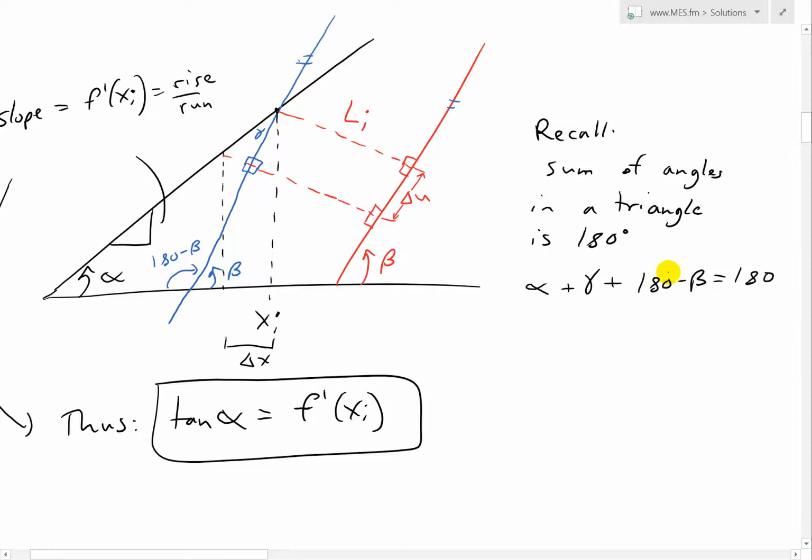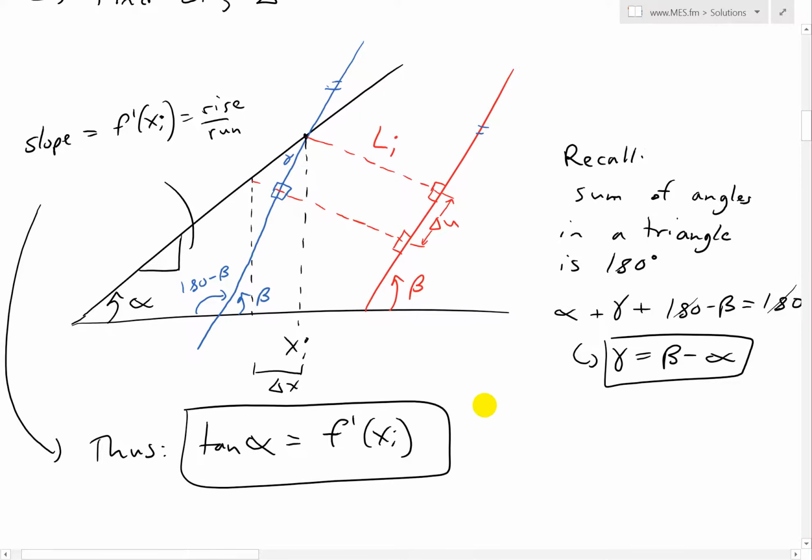There's 180 positive on both sides, so we can cancel these, and shift beta to the right. We get theta is equal to beta minus alpha. We have this angle, and the reason we're doing that is because if we look at this point right here, we have this length here, which is going to be our delta u.